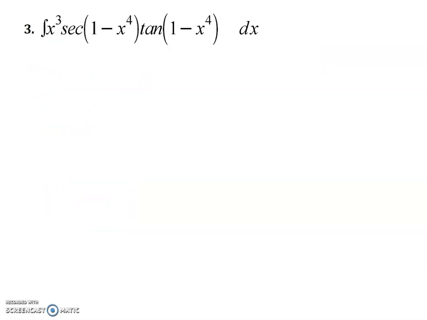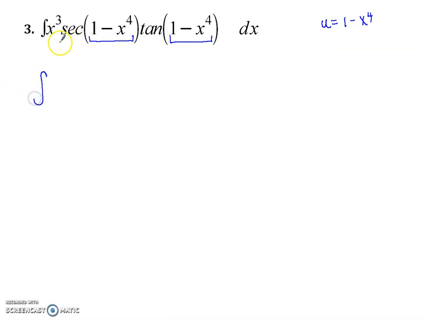So now on this next question, we have two trig functions. We have secant and tangent. Okay. So we've got x cubed times secant and times tangent of 1 minus x to the 4th. So if we look at what's inside the trig functions, it's the same thing. Okay, so we're still going to take that part and make it u.